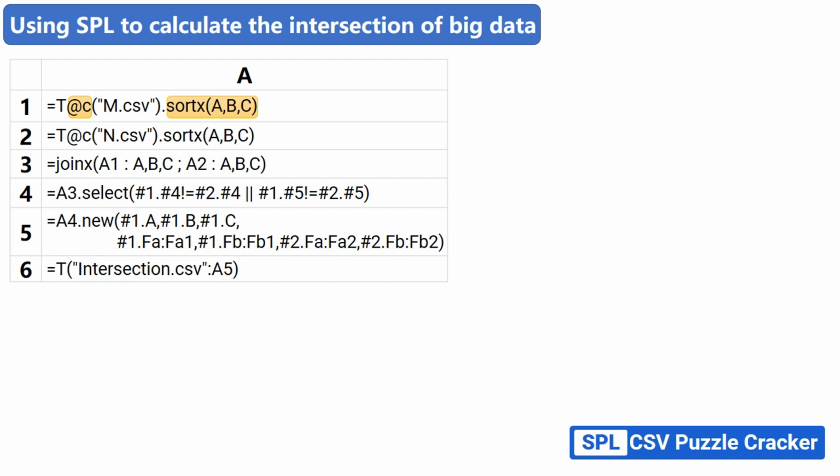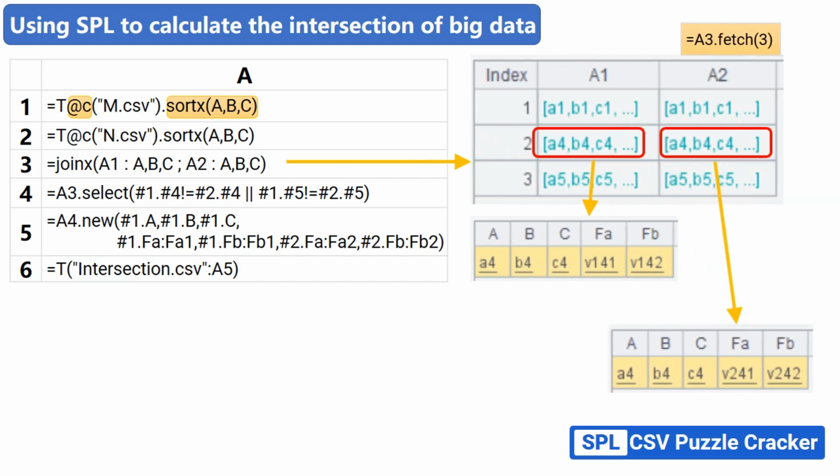It is not until A6 saves the calculation result to a file that the predefined series of calculations will be carried out. To observe the join results, we can use the fetch function to get 3 records and view them. The field values of each result are the 2 records associated with M and N.